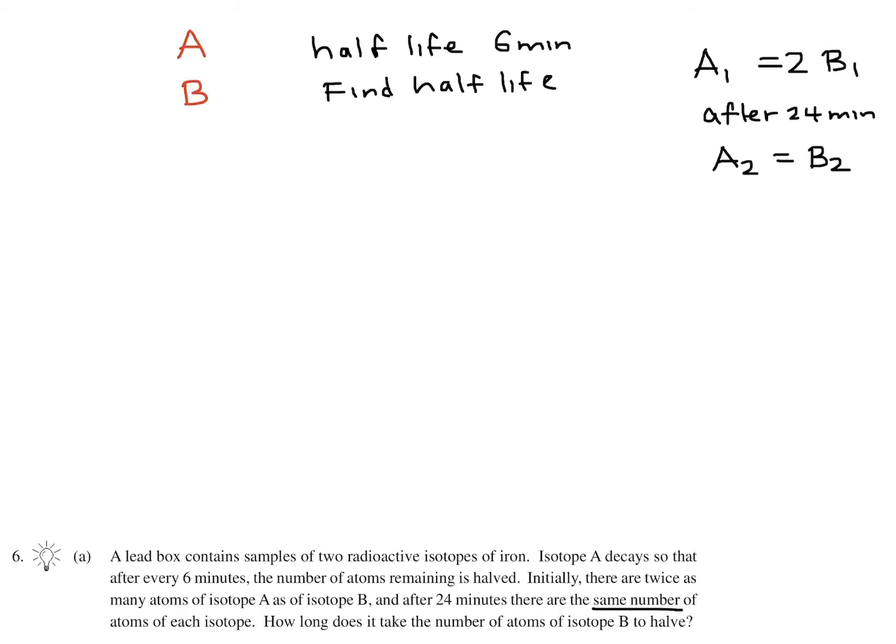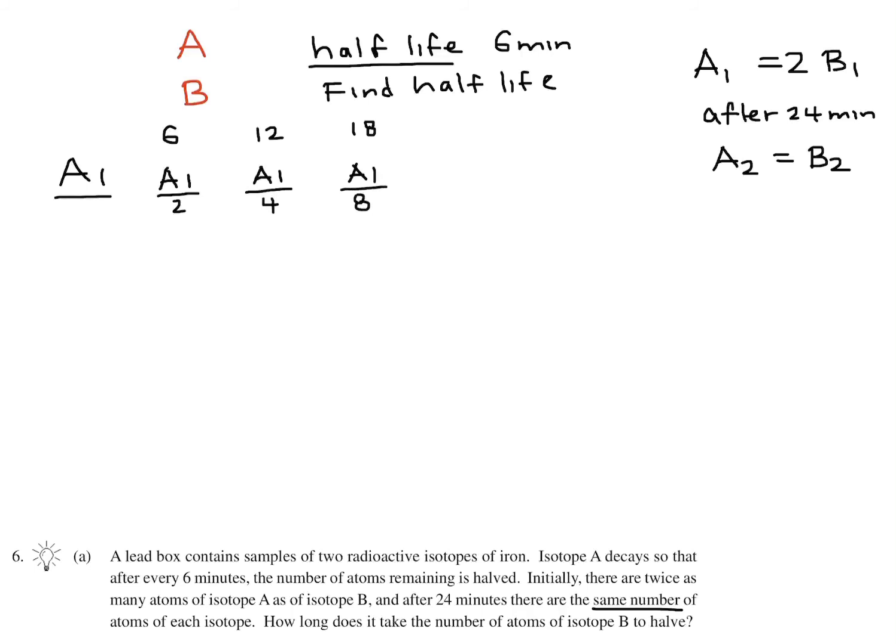So let's start off with A1. We've got A1, and we don't know how many there are. So A1 is basically our number. After 6 minutes, it halves, right? Because its half-life is 6 minutes. So after 6 minutes, you have A1 over 2 atoms. After another 6 minutes, so now we're at 12 minutes, it halves again. So now we have A1 over 4. After another 6 minutes, which is 18 minutes, it halves once again. Now we're at A1 over 8.